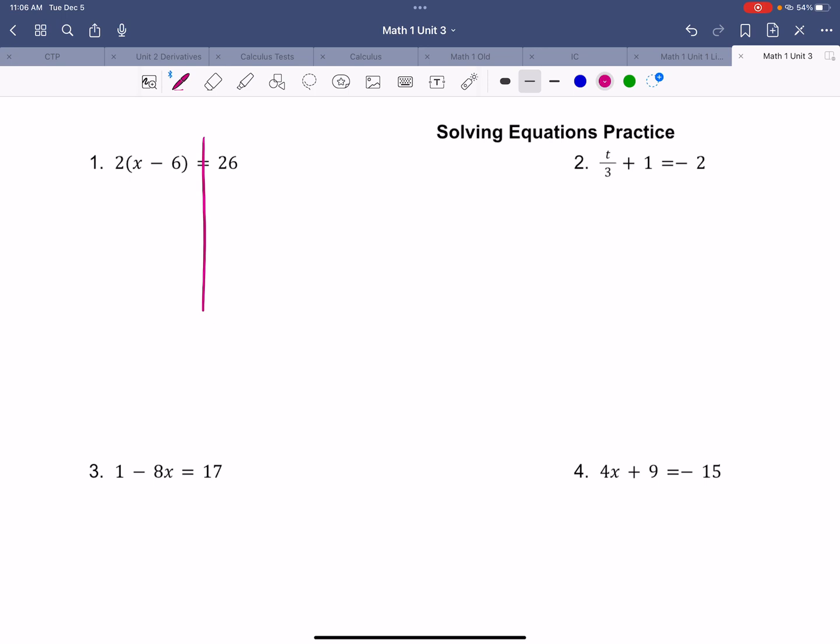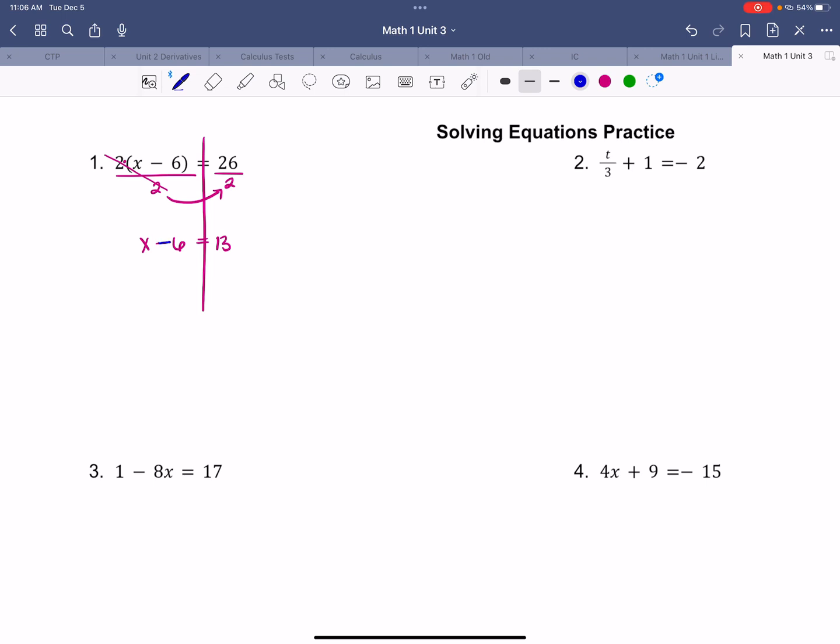My first step for number one is going to be to divide by 2. The reason I'm dividing by 2 is because we have a product of 2; I'm multiplying by 2 here. So if I divide by 2 on the left-hand side, I must also divide by 2 on the right-hand side. The 2's on the left simplify to 1, and what remains is x minus 6 is equal to 26 divided by 2, which is 13.